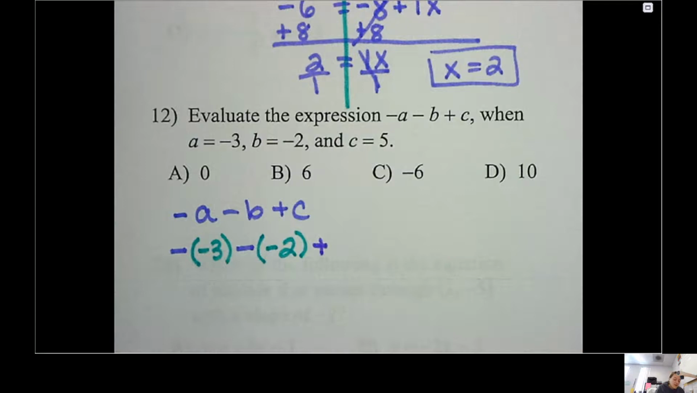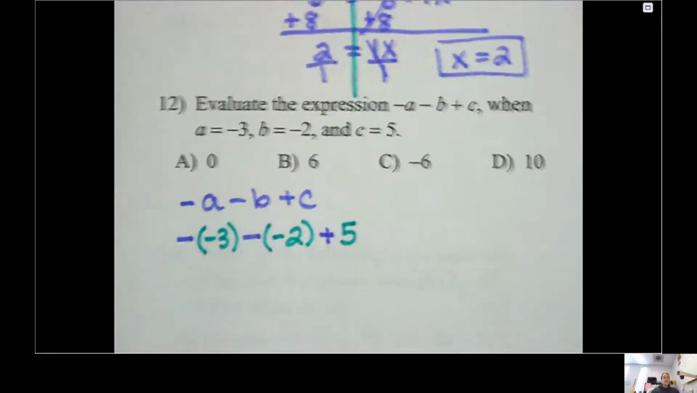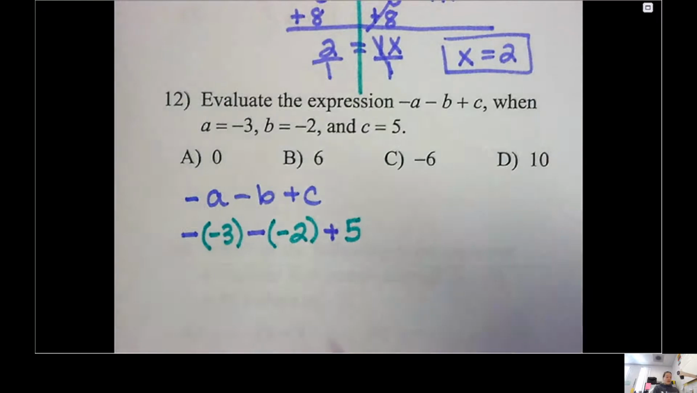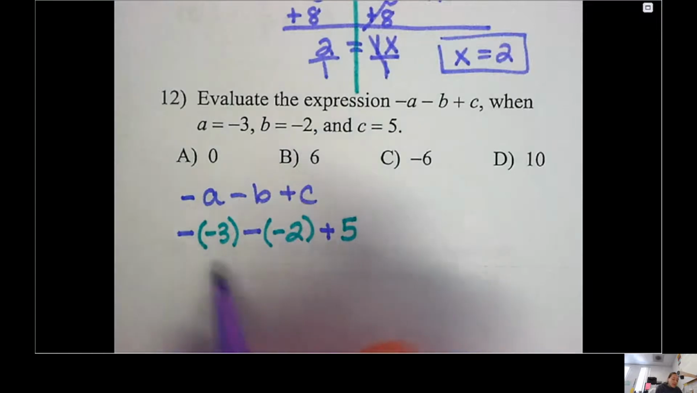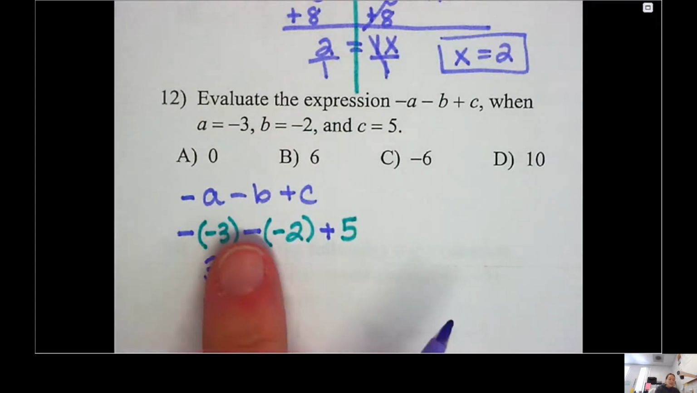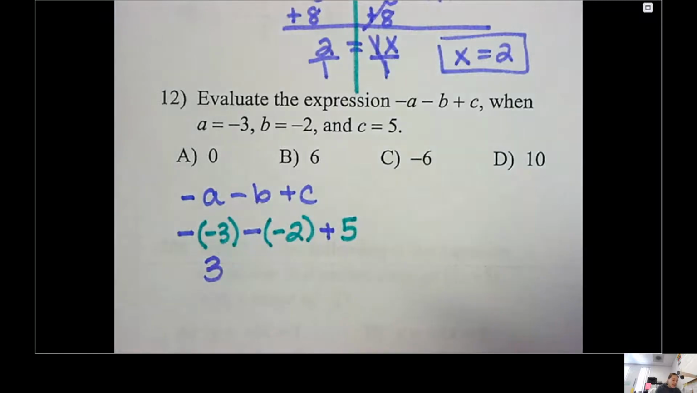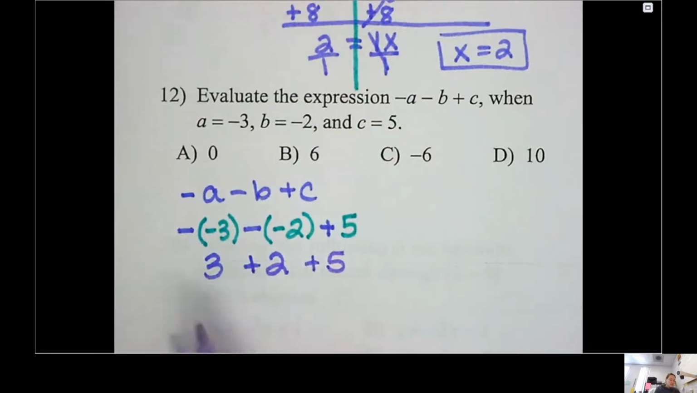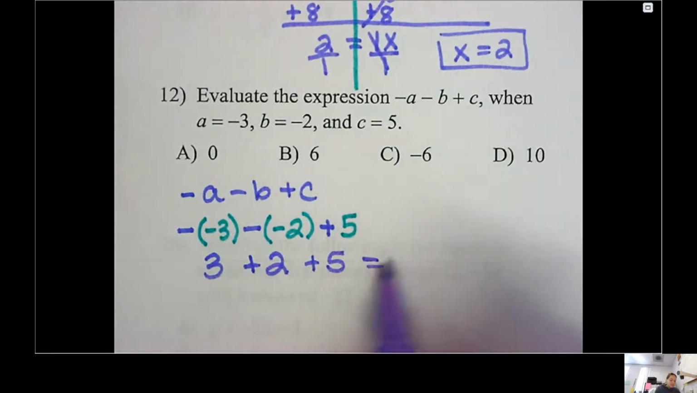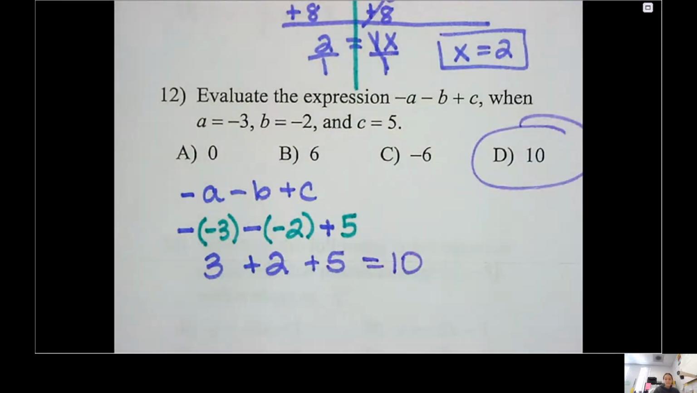Plus, my c value is 5. Now we go from left to right. Remember, minus a negative. Think about it as like if I said, Miss Damaso is not a teacher, that means I am a teacher, right? So two negatives next to each other, they cancel each other out. They make it into a positive statement. So minus a -3 is really a +3. Minus a -2 is really a +2. And then +5. So 3 + 2 + 5 is 10. Beautiful.